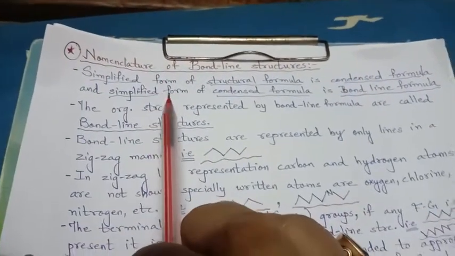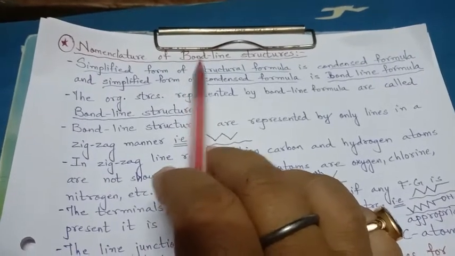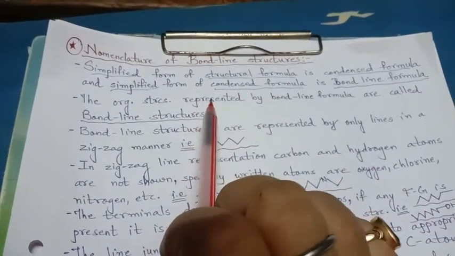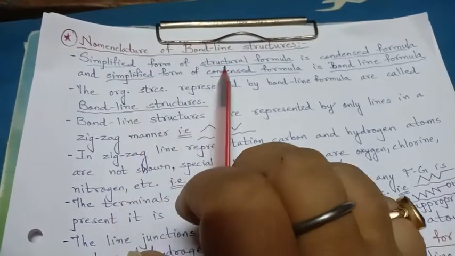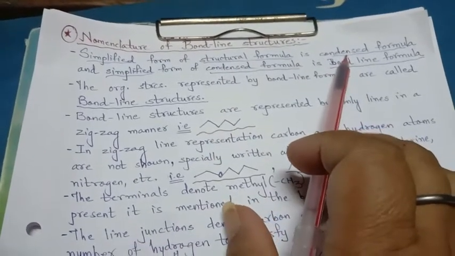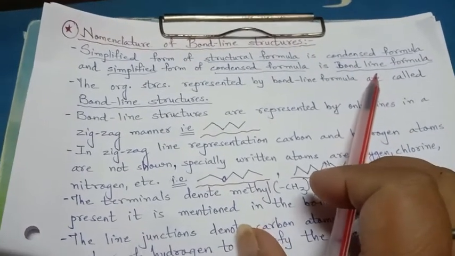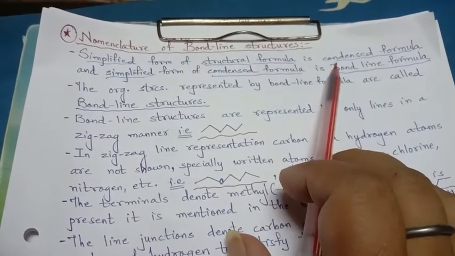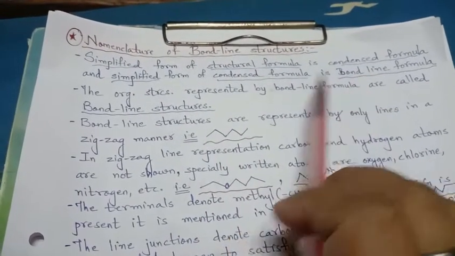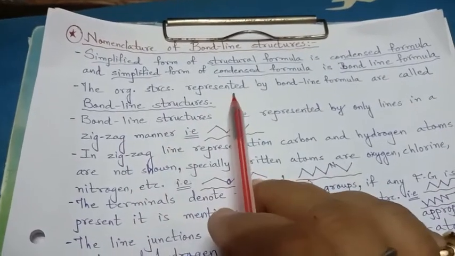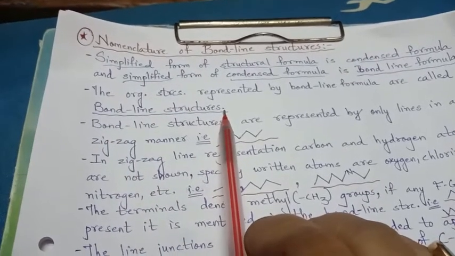So now let us see some more structures, and these structures are called bond line structures. First let us discuss what a bond line is, and then we will see the nomenclature. The simplified form of the structural formula is the condensed formula, and the simplified form of the condensed formula is called the bond line formula. So we know how to write in a condensed way and in a structural way. Now we will learn the bond line formula. The organic structures represented by bond line formula are called bond line structures, right?